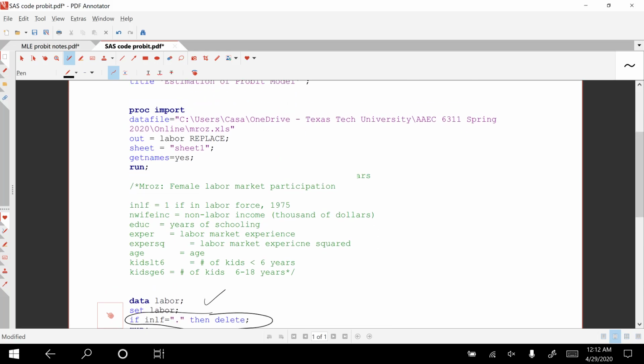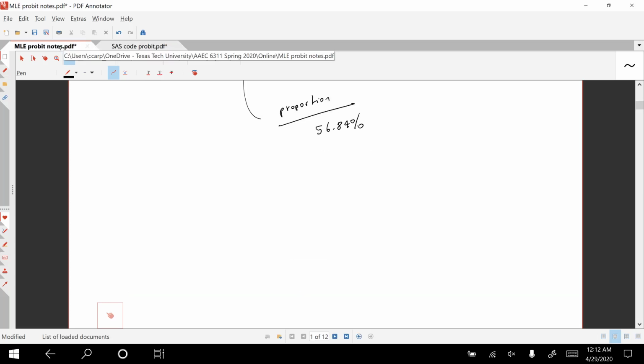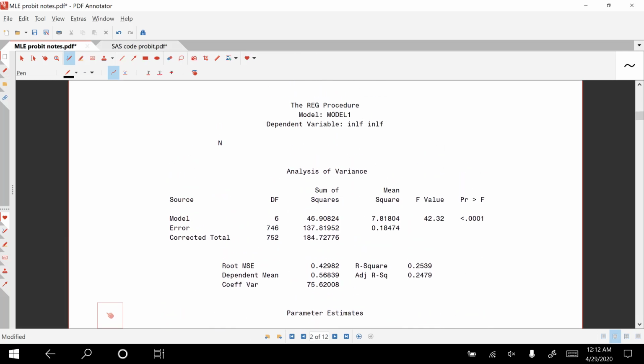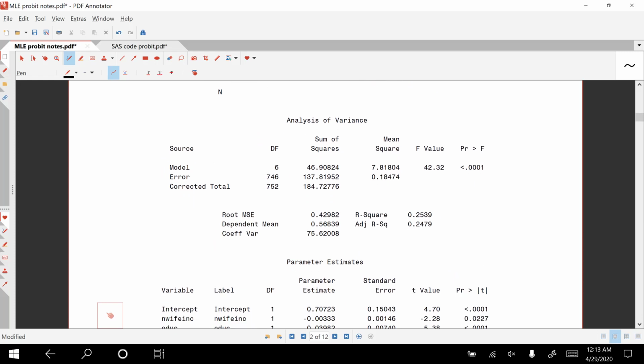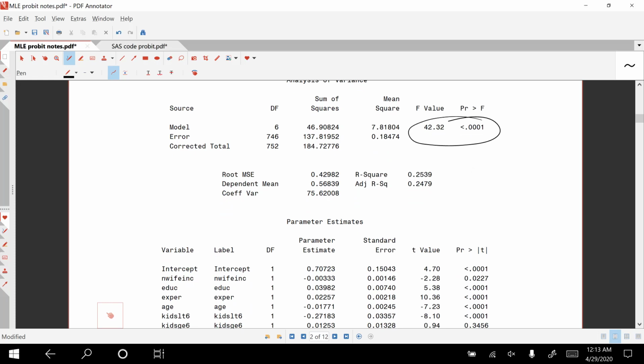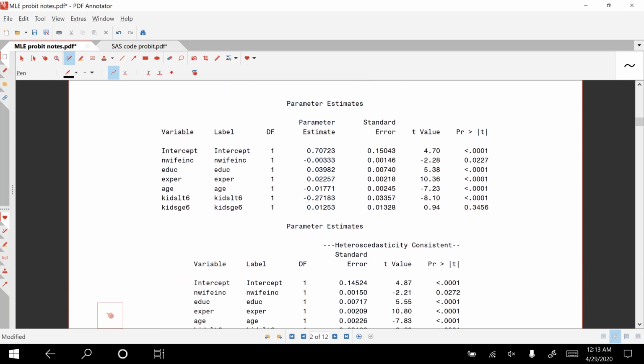So that's just part of the linear probability model. The linear probability model again is just like an OLS using our binary outcome as the dependent variable, and we have the other set of explanatory variables. So this is the regular output of a linear regression model. The statistics: the model is significant, the R square is 0.25, and now we have these coefficients of the model.